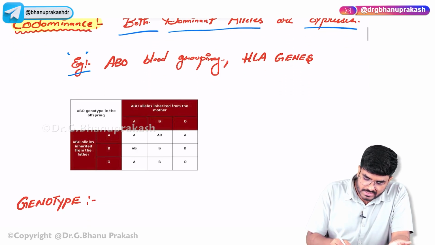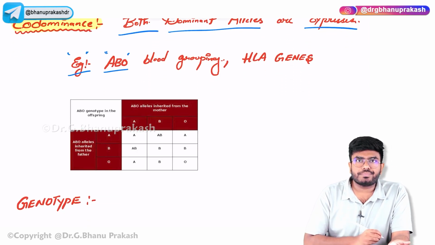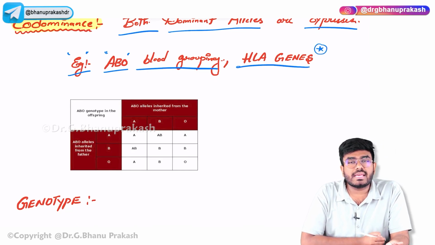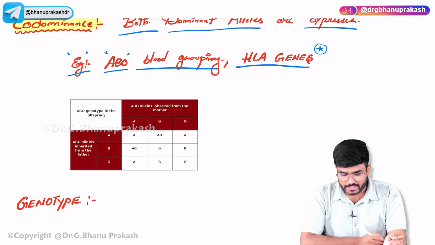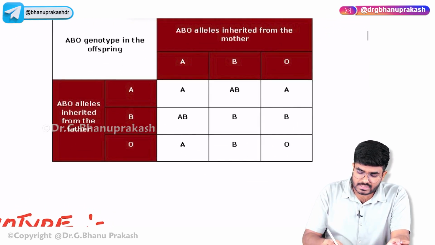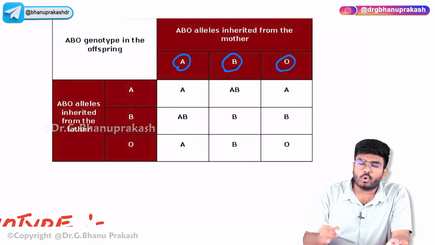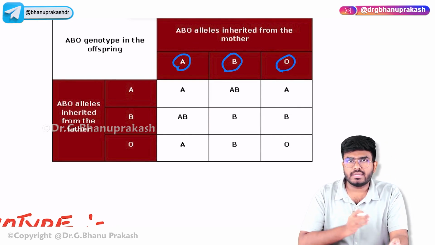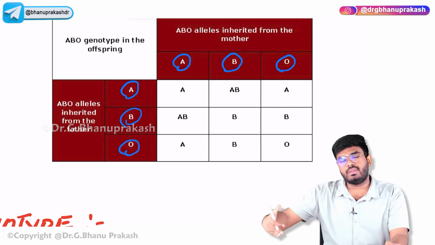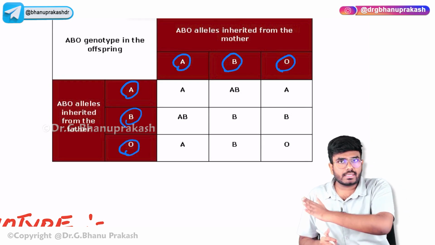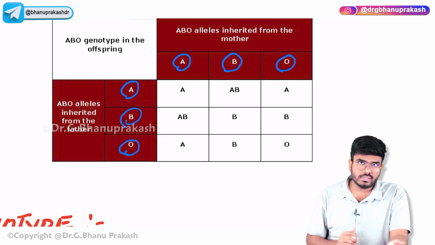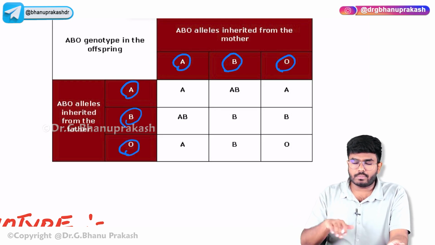For example, this is seen with ABO blood grouping and HLA genes. ABO blood grouping and HLA genes are examples of codominance. So what exactly is ABO blood grouping? These are the different alleles A, B, O, the alleles for blood grouping. There are three alleles A, B, O. Father has ABO, mother also has ABO. So these are different alternate alleles.